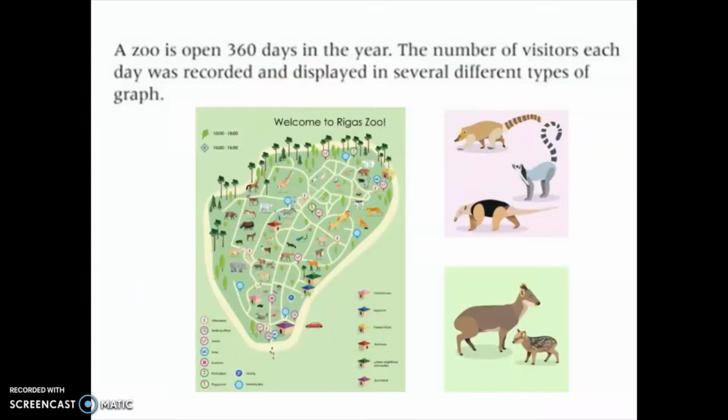All right, imagine you have this situation. A zoo is open 360 days in the year. The number of visitors each day was recorded and displayed in several different types of graph. So, number of visitors per day. Okay, let's see how we can represent that.